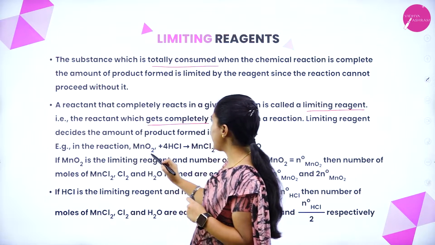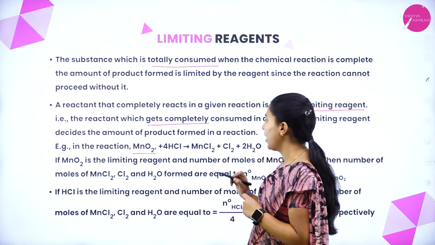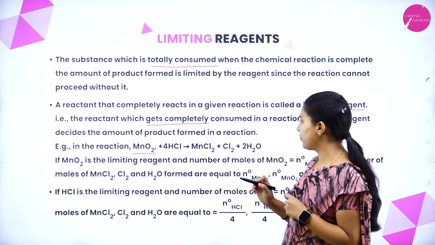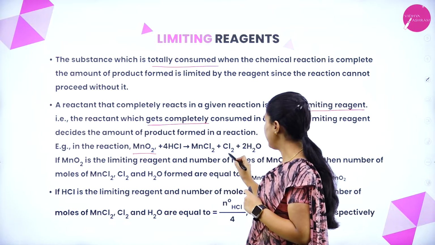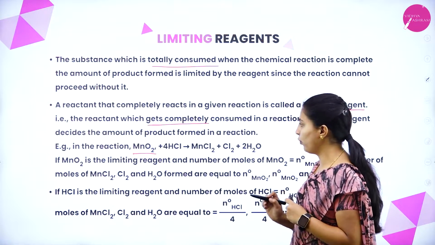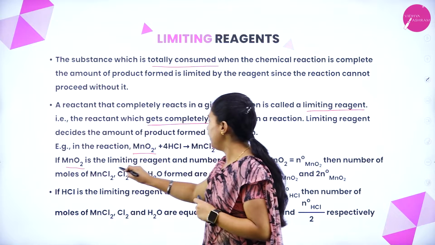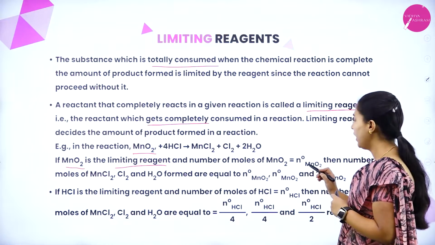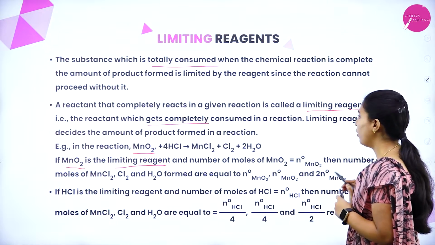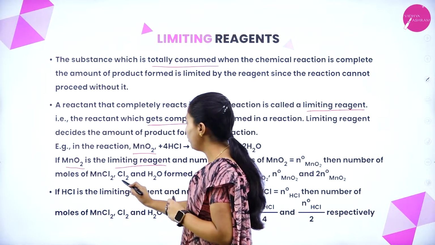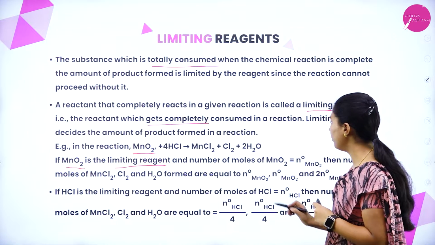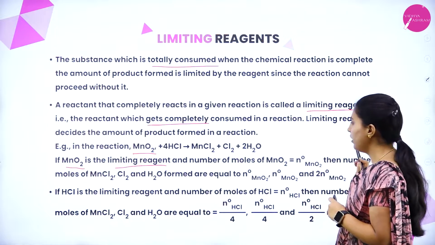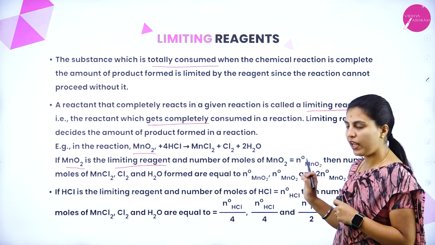Example, in the reaction, manganese oxide, MnO2, is reacting with 4 molecules of hydrochloric acid, 4HCl, which will give MnCl2 plus Cl2 plus 2H2O. If MnO2 is the limiting reagent and the number of moles of MnO2 is n0 MnO2, then the number of moles of MnCl2, Cl2 and H2O formed are equal to n0 MnO2, n0 MnO2 and 2 n0 MnO2. Like this you have to calculate.